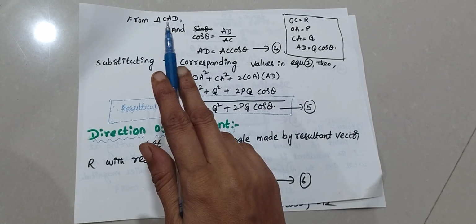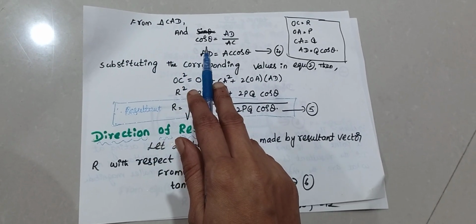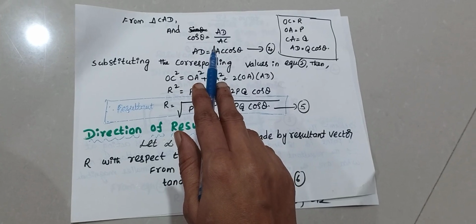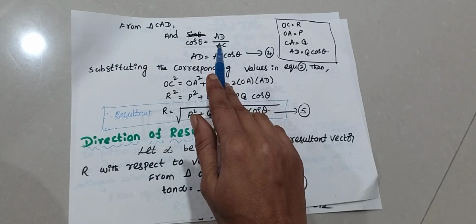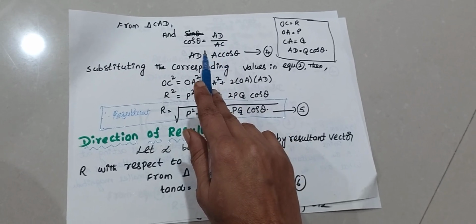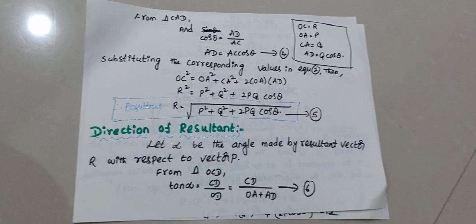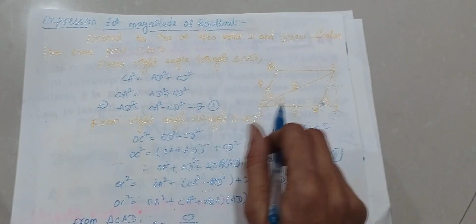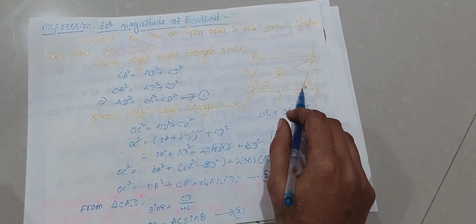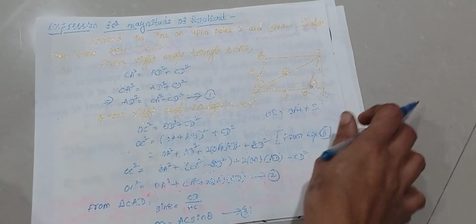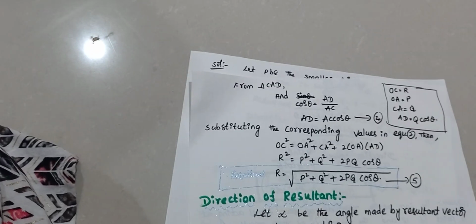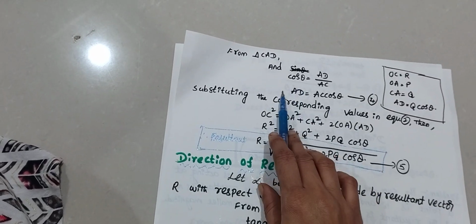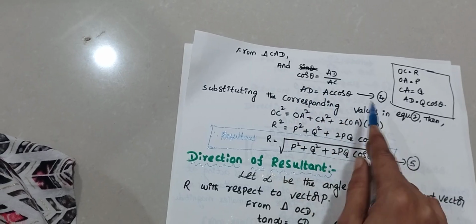Again, from triangle CAD, cos theta is equal to, what is the formula for cos theta? Cos theta is equal to adjacent side by hypotenuse. Adjacent side is AD, hypotenuse is AC, so cos theta is AD by AC. That is why AD is equal to AC cos theta.